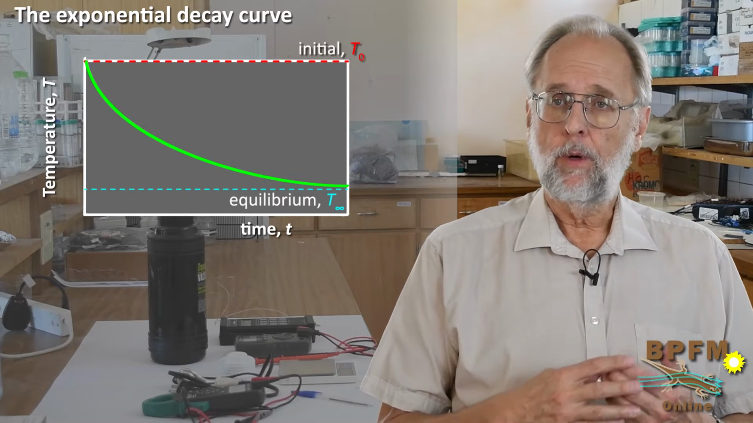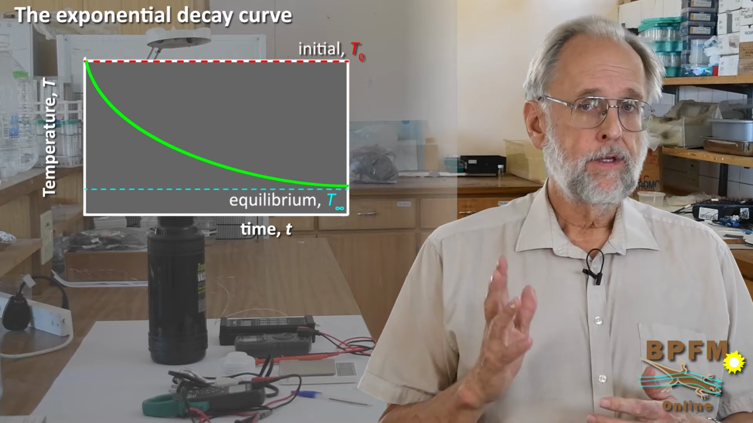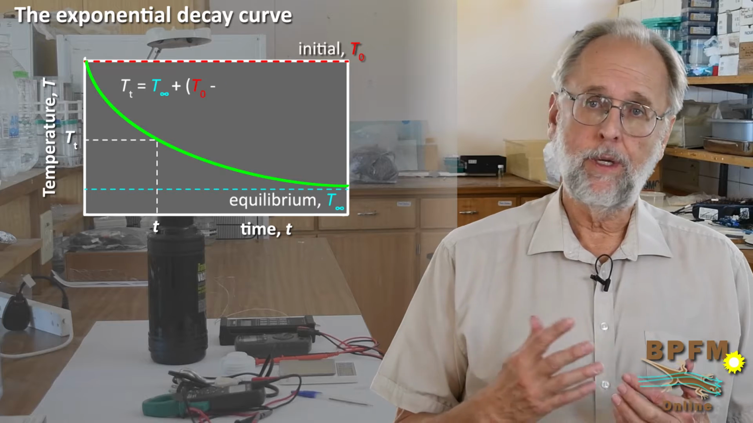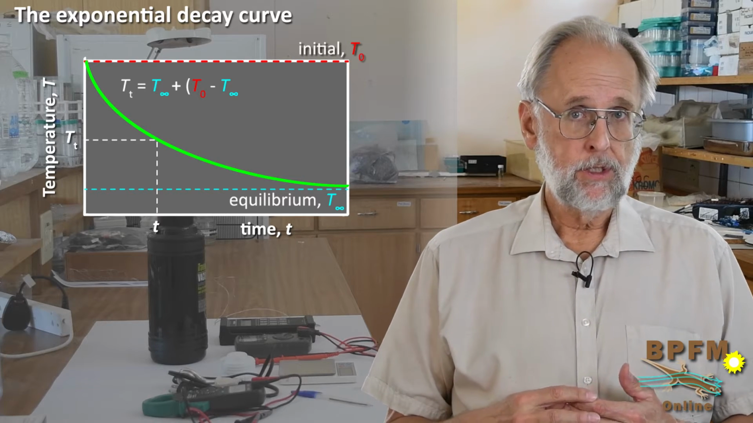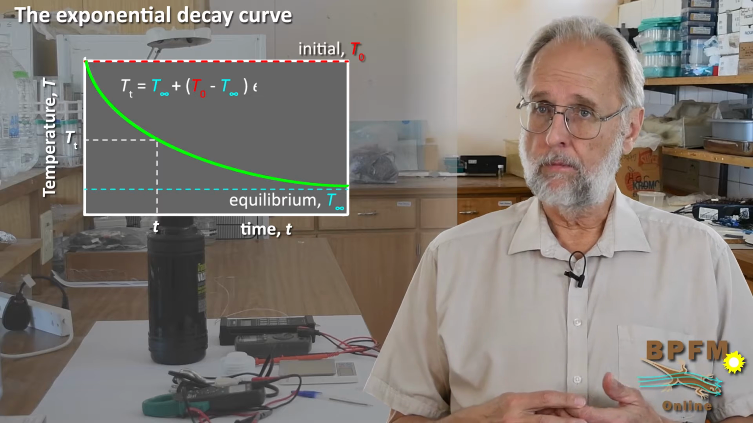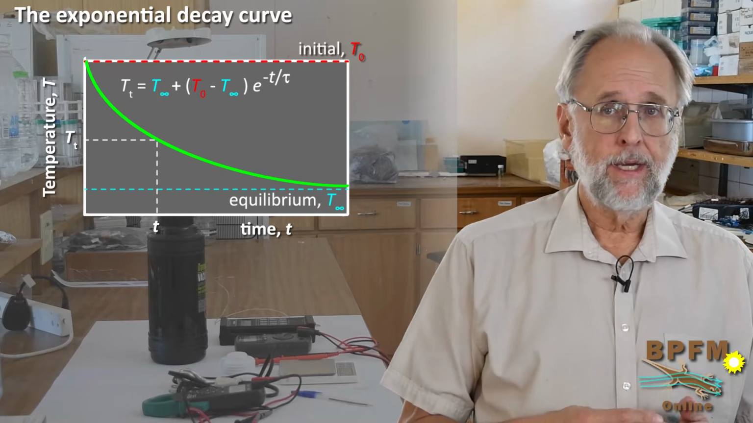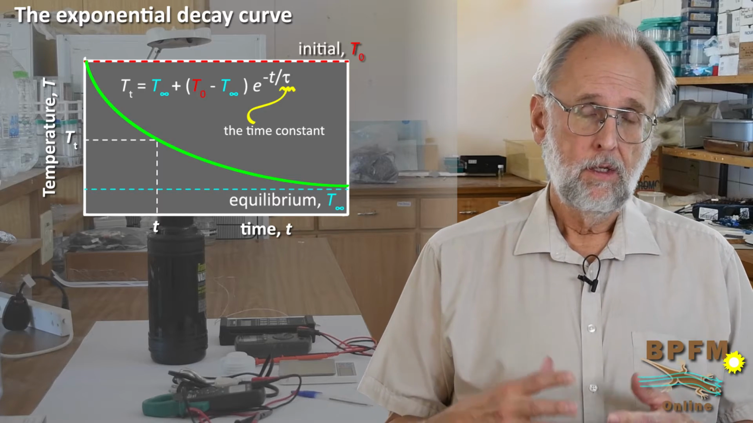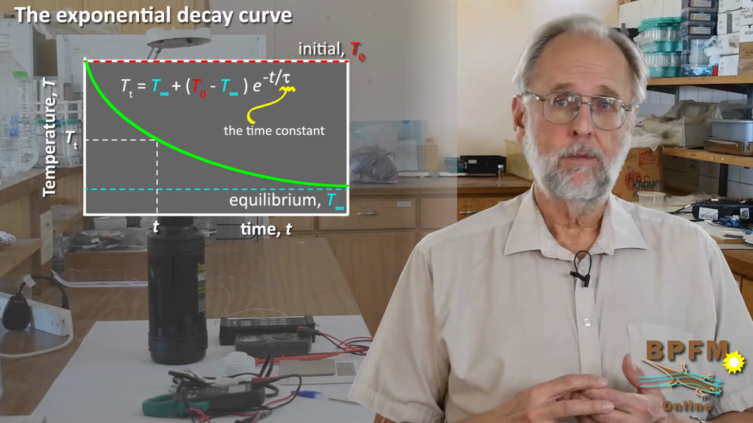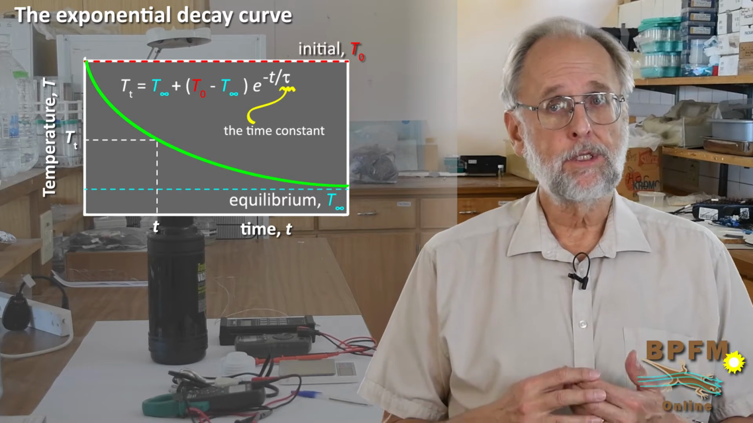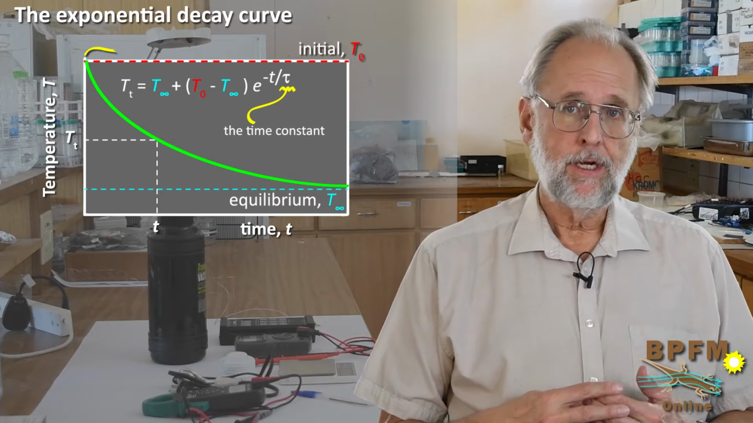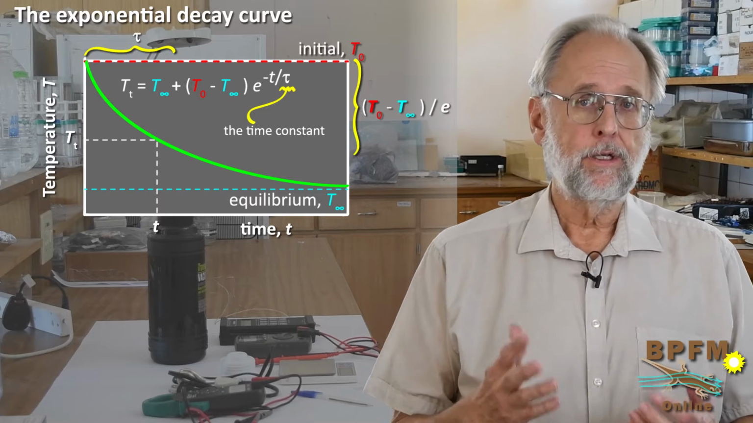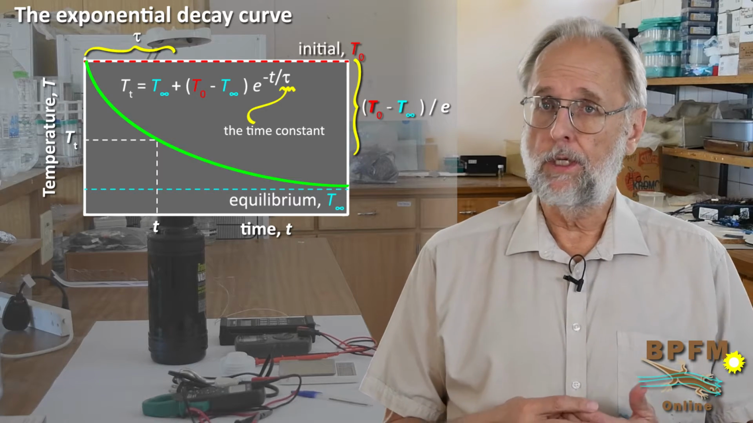A well-established equation describes this curve. The temperature at any time t, or T sub t, will equal the difference between initial and equilibrium temperatures multiplied by the base of the natural logarithm, e, raised to the power of minus time over this quantity, symbolized with the Greek lowercase tau. Phew, that's quite a mouthful, but it's worth it because it gives us what we need, the time constant. The time constant is the time it takes for the temperature to decline to equilibrium divided by e.